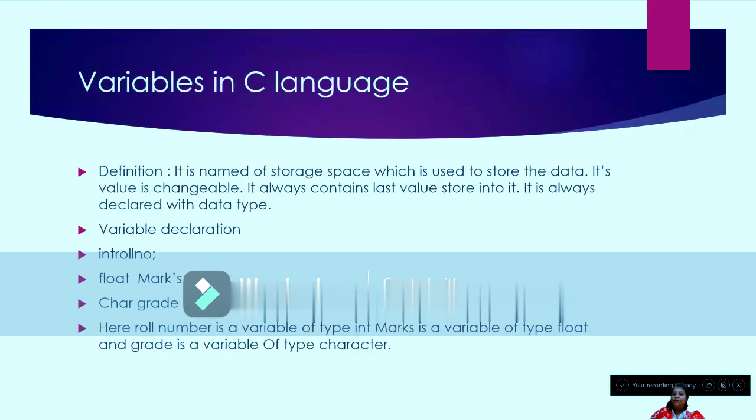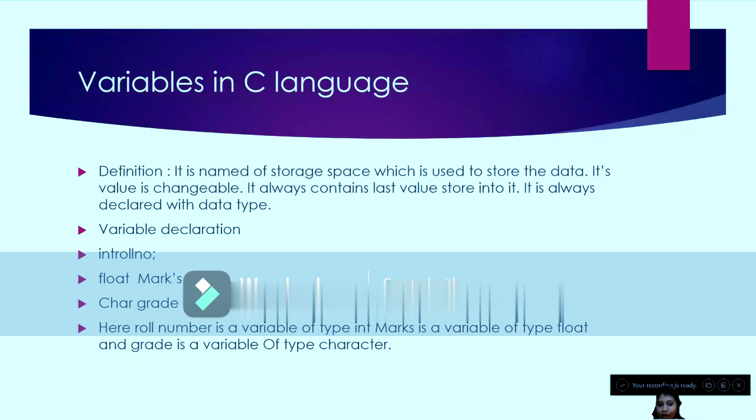Variables. Variables are where we are going to store the data. In a simple way, we can say it is the name of a storage space which is used to store the data. Its value can be changed and it always contains the last value stored. Whatever you store last will be stored in the memory. It is always declared with a data type.